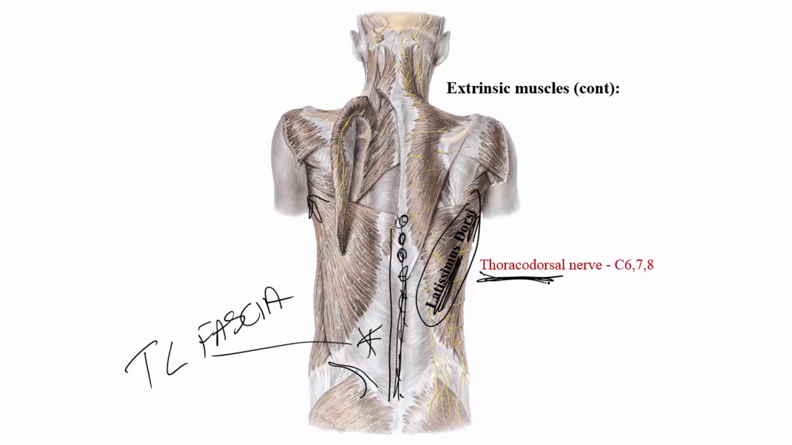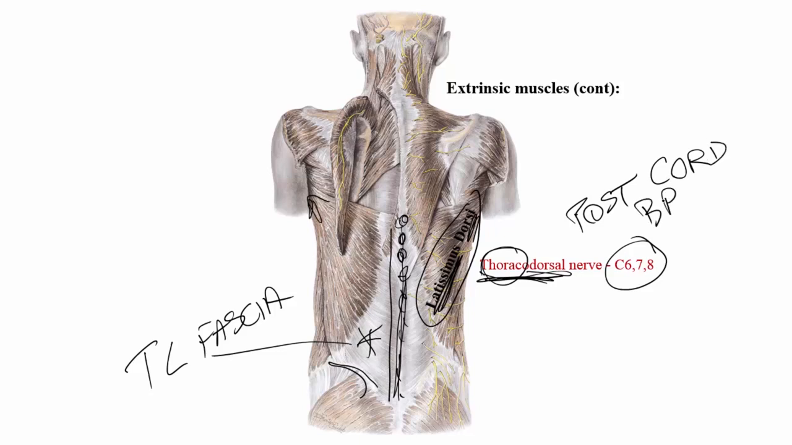So again, thoracodorsal, it's on that part of the body. And it has spinal segments C6, 7, and 8. Those are coming from what's called the posterior cord of the brachial plexus. So it's a posterior cord of the brachial plexus. The brachial plexus will be reviewed in a subsequent lecture.